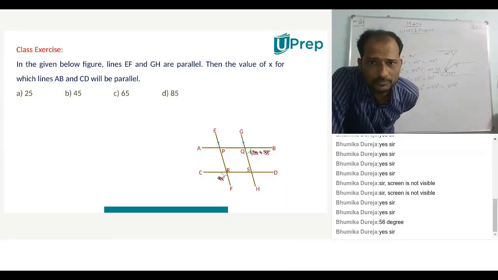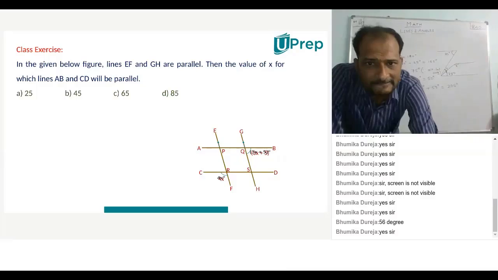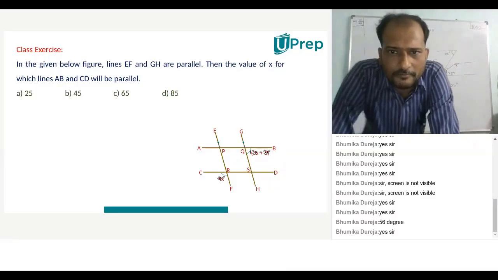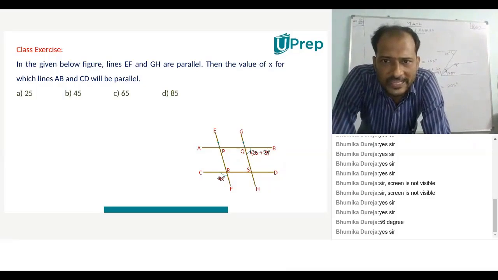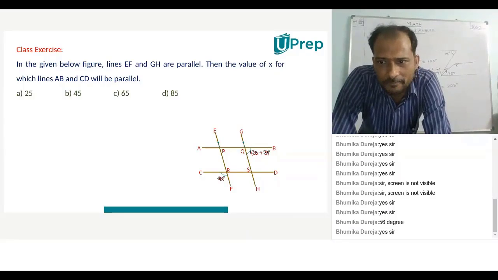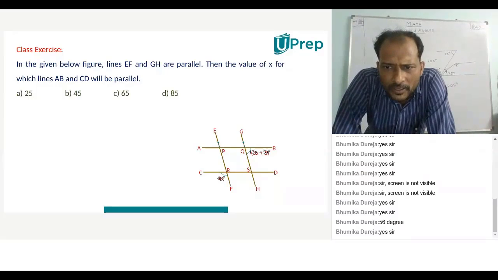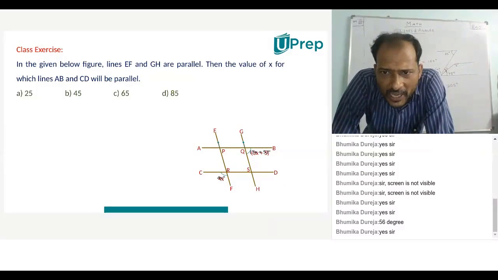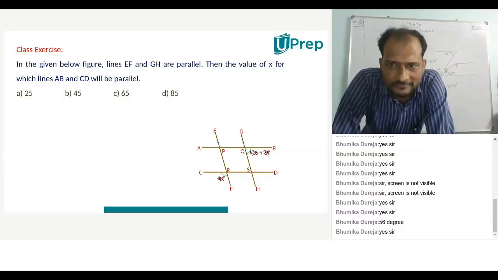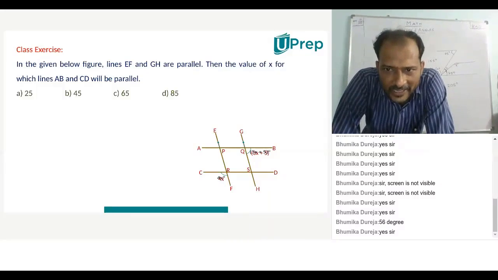Now, let's move on to the class exercise. In the given figure, lines EF and GH are parallel. Then find the value of x for which lines AB and CD will be parallel. That's very simple. Treat angle PRS as equal to 4x.